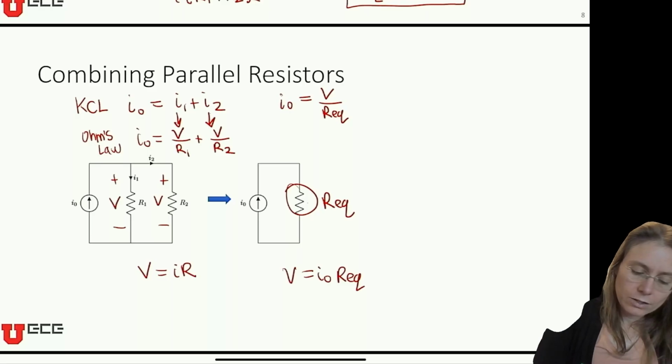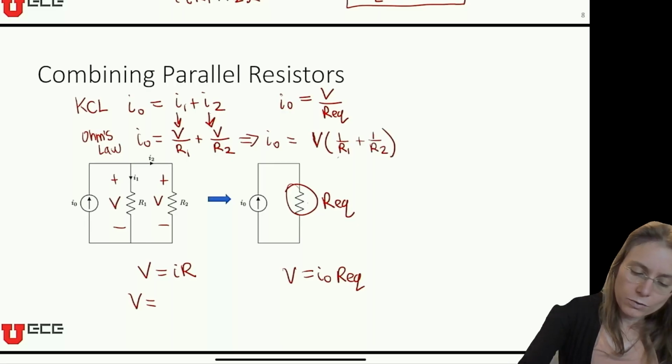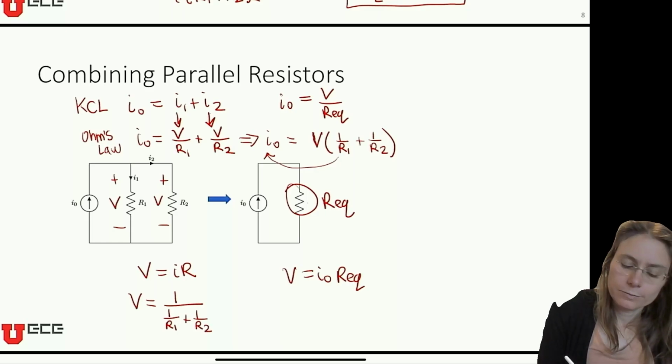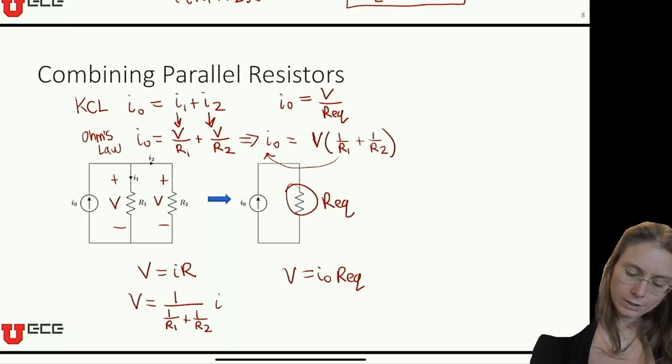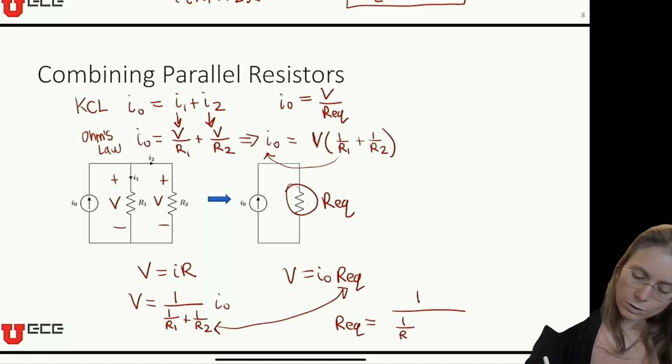And then we have over here, V is equal to, well, let's do a little more algebra up here first. So I'm going to pull out the V, leaving 1 over R1 plus 1 over R2. And then I move that to the other side, so that's going to become 1 over R1 plus 1 over R2, all of that multiplied by I0. Okay, so here we see that these two must then be equivalent. So R equivalent must be 1 over R1 plus 1 over R2, all inverted.